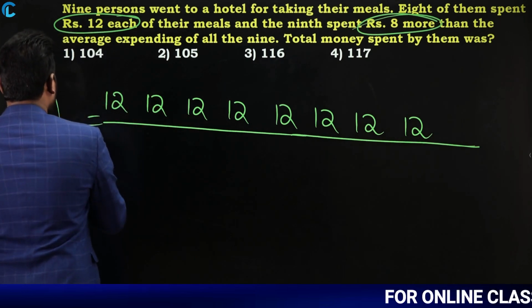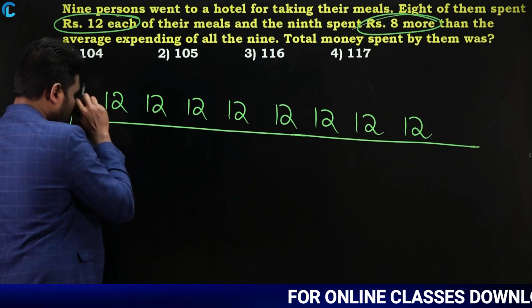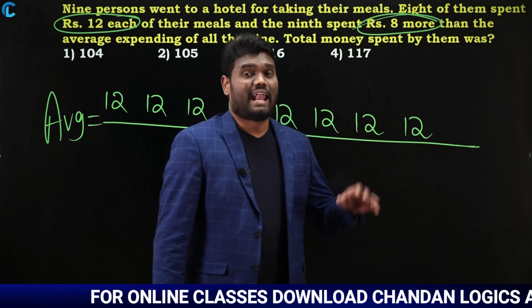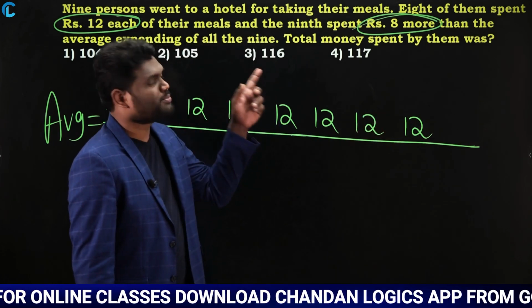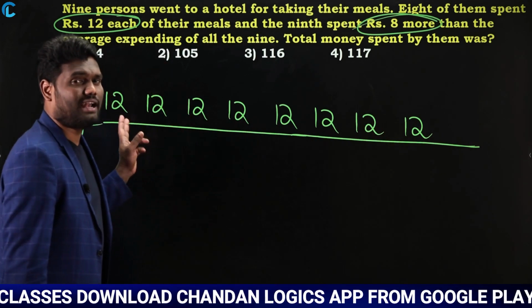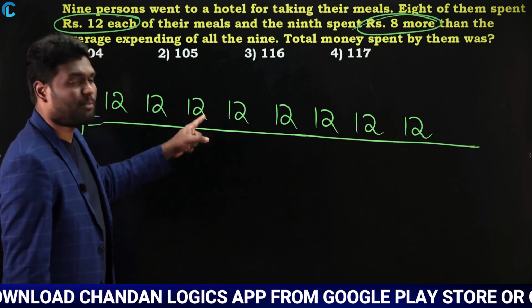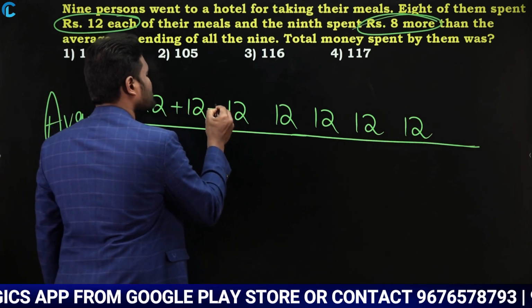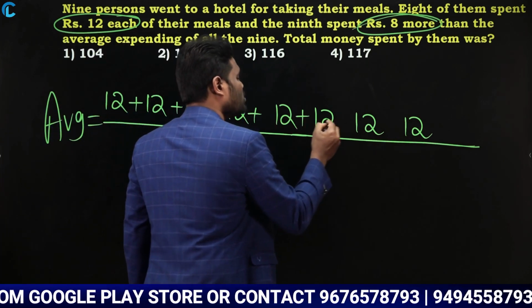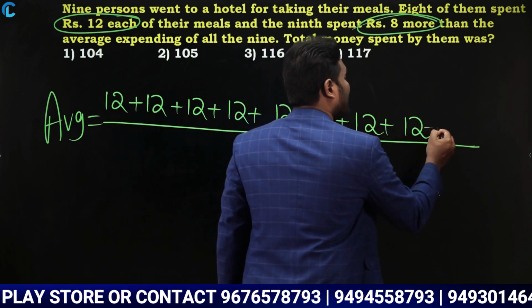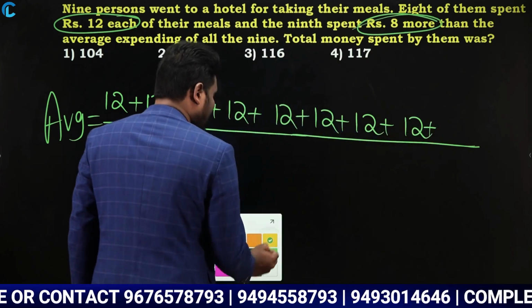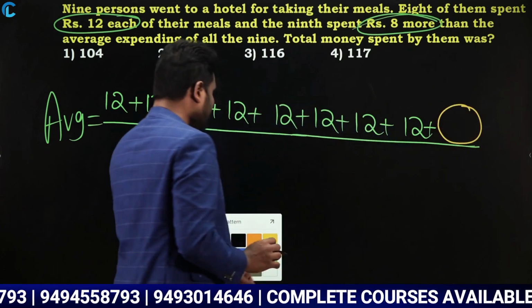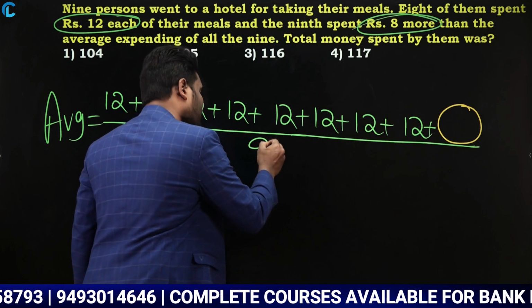Now actually we are trying to calculate the average, because we do not know how much the average is. But the question is saying that the 9th person has spent 8 rupees more than the average. So that is the reason I am trying to calculate the average. Average is nothing but the sum of numbers divided by the number of numbers. So the sum of numbers means 12 plus 12 plus 12 and so on. Now how much the ninth person has spent we do not know, but the number of persons is 9.